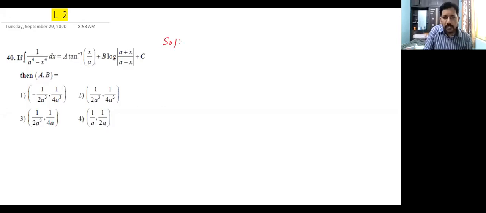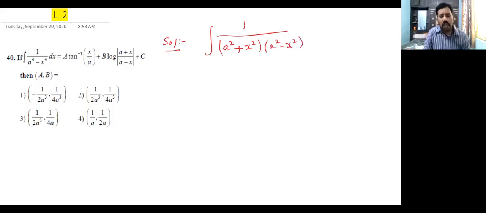First, the denominator can be split into two parts. A power 4 we can write as a square whole square, and x power 4 we can write as x square whole square. Then in the a plus b into a minus b form, we get a square plus x square into a square minus x square. This is it. Now, how to do this?